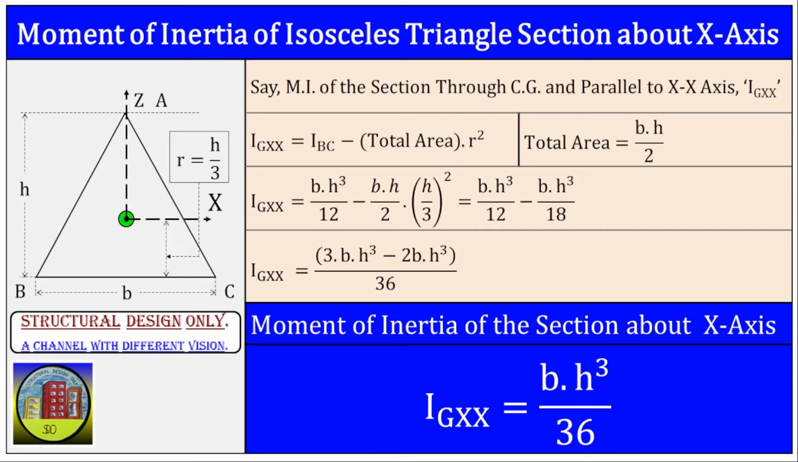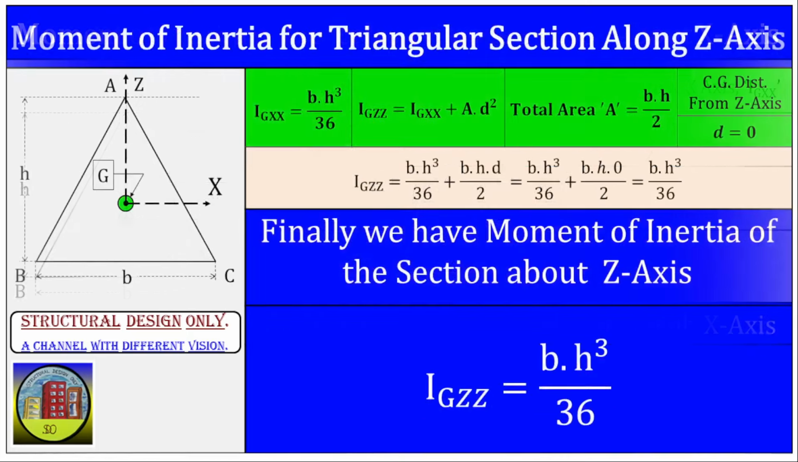In our next slide, our target is to find the moment of inertia of this isosceles triangle around the ZZ axis passing through CG. In our previous slide, we found the moment of inertia of an isosceles triangle about its XX axis passing through its CG and parallel to its base, IGXX equals B into h cubed by 36.